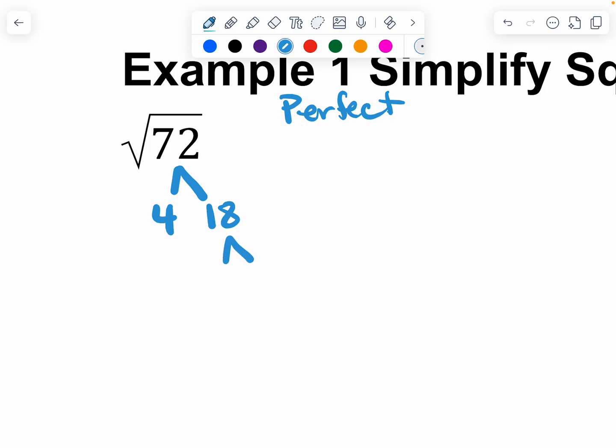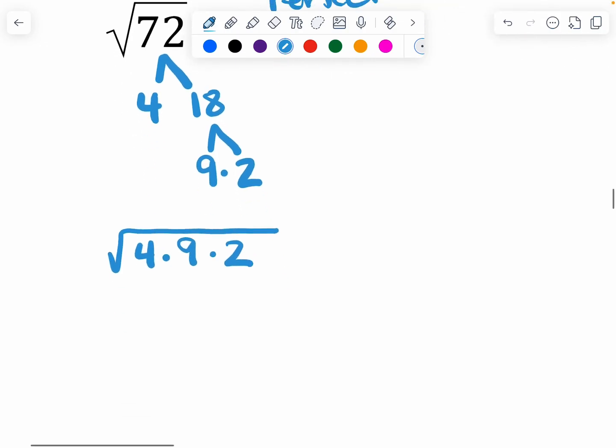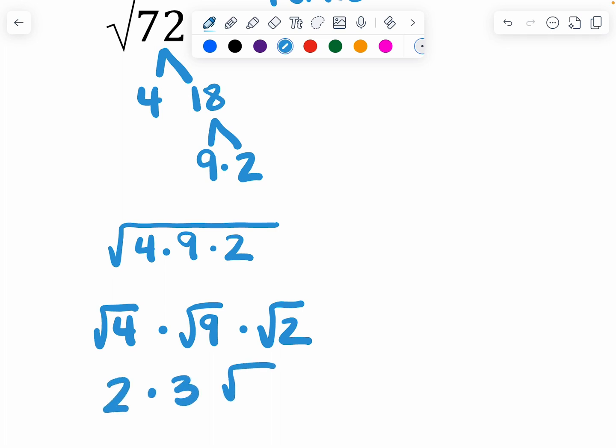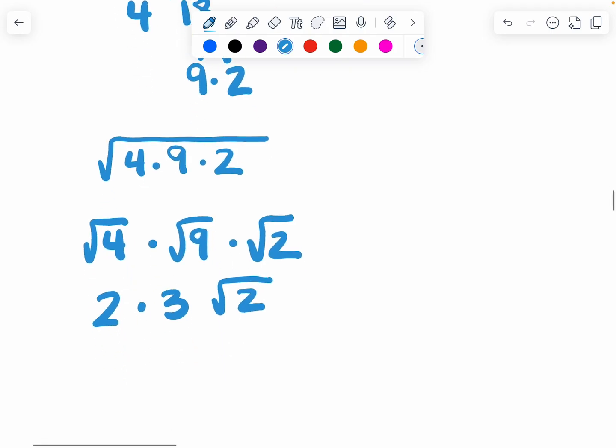Okay, so then I look at 18 and I'm like, what perfect square goes into that? 9 does, times 2. So if I was to rewrite this, this would be 4 times 9 times 2. I can take the square root of 4 times the square root of 9 times the square root of 2. This is going to get me 2. This is going to get me 3. And I cannot take the square root of 2, so I leave it as is. So 6 square root 2, or 6 radical 2. And that is my answer.